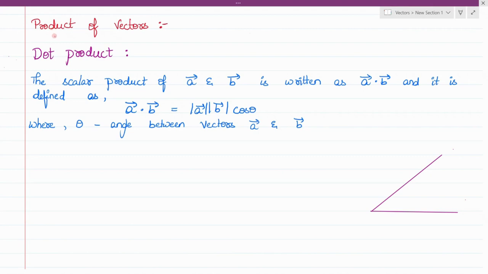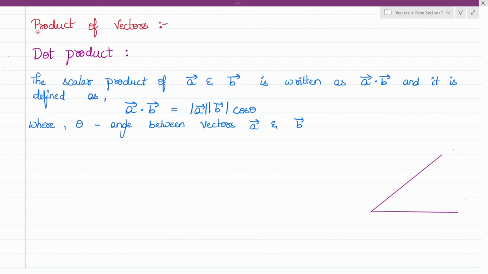Hi everyone. Earlier we have seen how to add the vectors and how to subtract the vectors. We have seen two laws of addition, that is the triangle law and the parallelogram law. By using these two laws, we have seen how to add the vectors, and subtraction of vectors is a subpart of addition because when you reverse the direction of any vector, you can subtract the vectors by using just the same two laws.